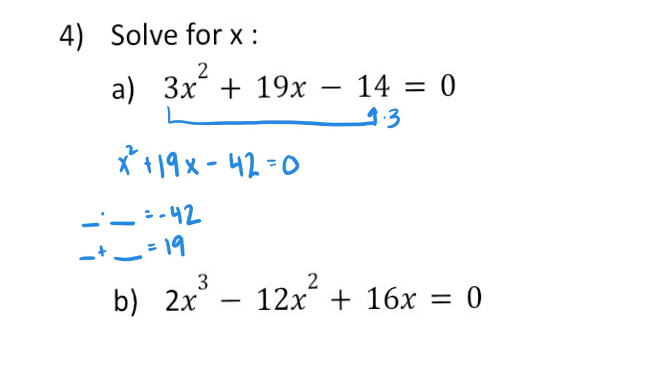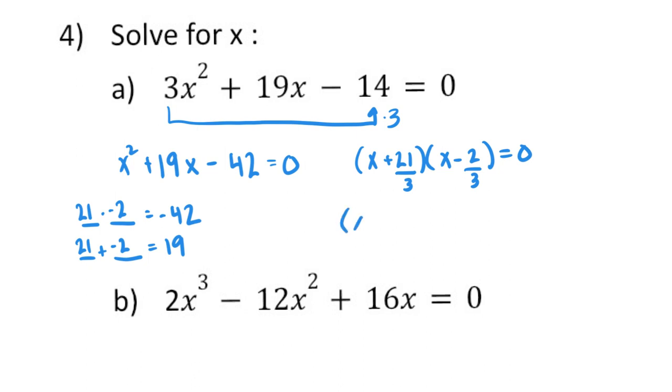In this case, it would be 21 and 2, and the 2 will be the negative one. So when we go to factor that, we get x plus 21, x minus 2 equals 0, and then don't forget to divide by the 3. So we've got x plus 7, 3x minus 2. Okay, that's the first step, is we want to do our factoring.